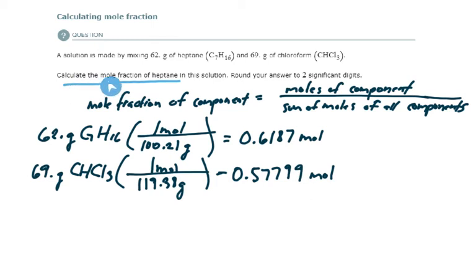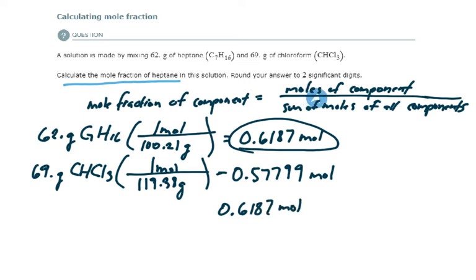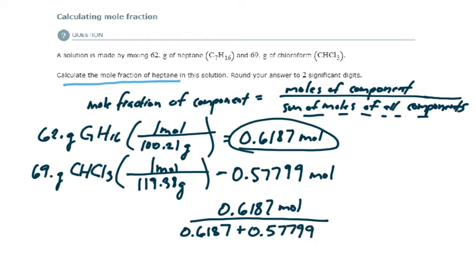So they want the mole fraction of heptane. If that is the component we are interested in, then I take this value and I place it in the numerator because it is the moles of the component that we are interested in. I'm going to divide that by the sum of the moles of all components. So I'm going to have to add the number of moles of heptane to the number of moles of chloroform.